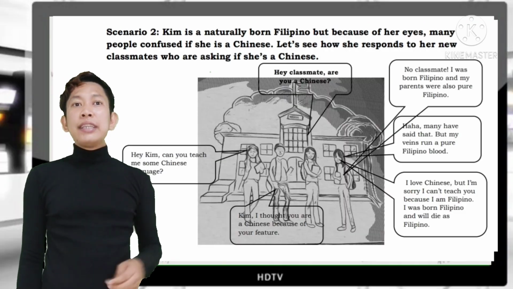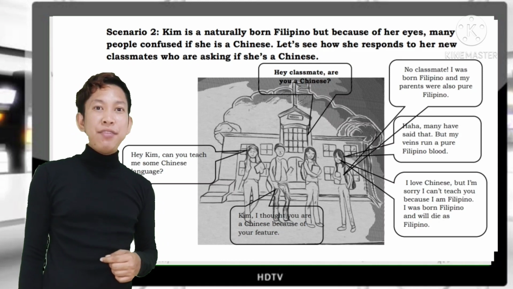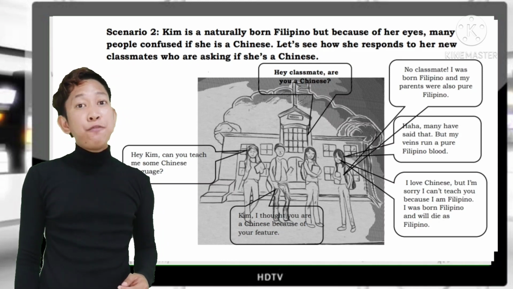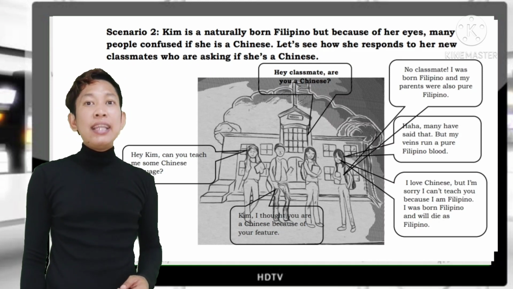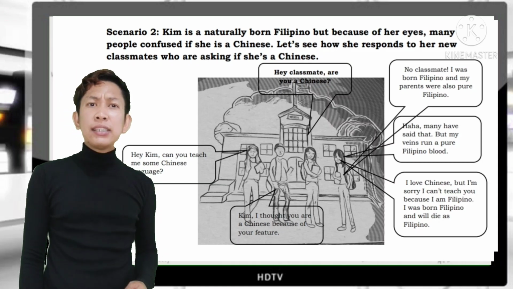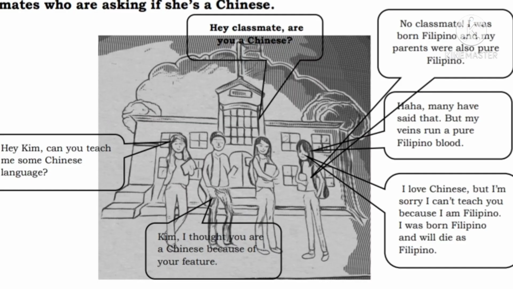Scenario 2. Kim is naturally born Filipino, but because of her eyes, many people confused if she is a Chinese. Let's see how she responds to her new classmates who are asking if she is a Chinese.